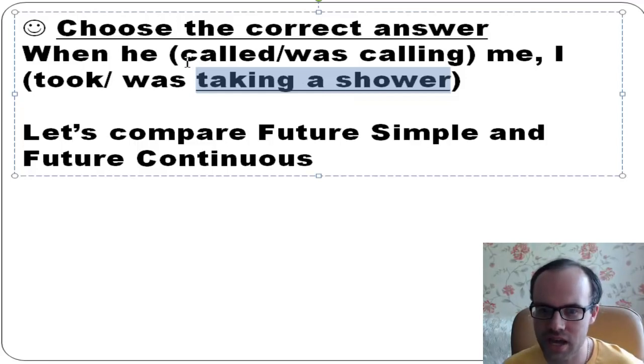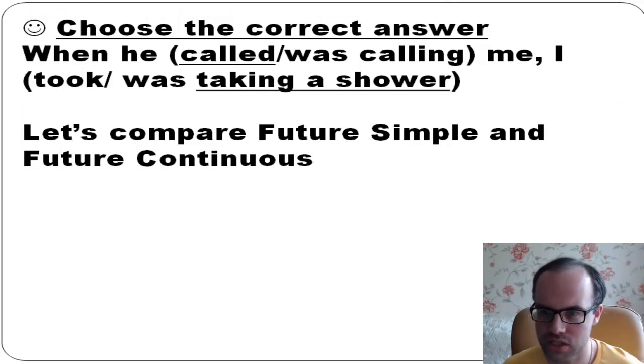Yeah, right, you are absolutely right, my friend. It's a short action. So he called me. So when he called me, I was taking a shower. So this is a short action, and it interrupts a long action. Very good, well done, excellent, amazing. Okay, really, let's compare future simple and future continuous.